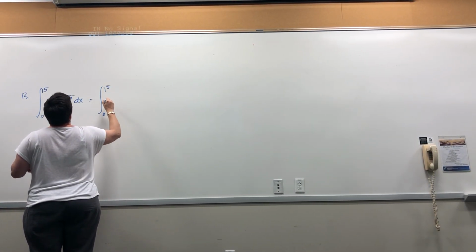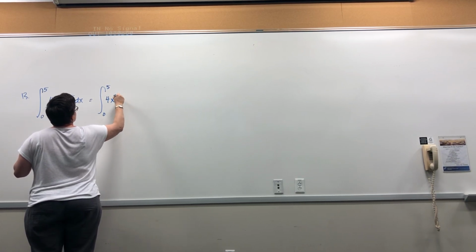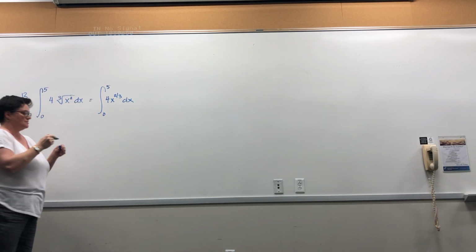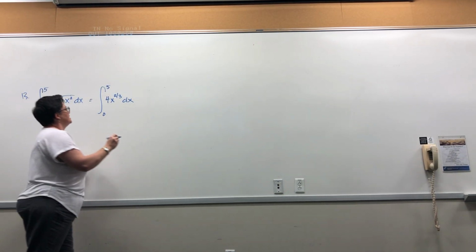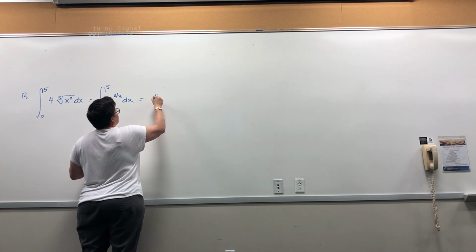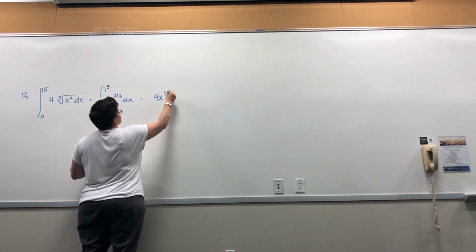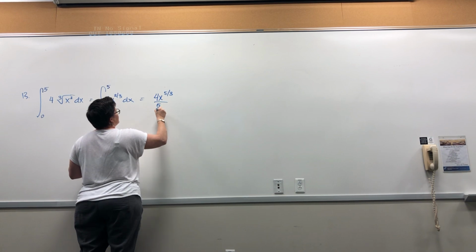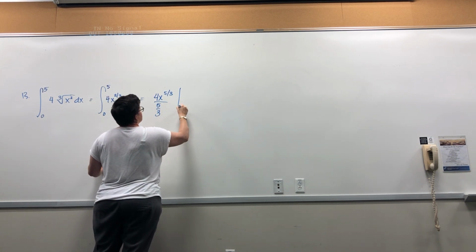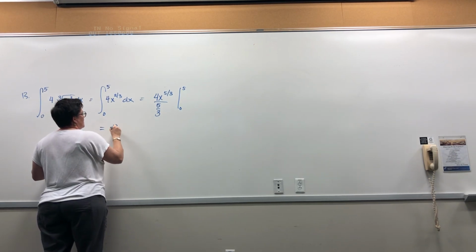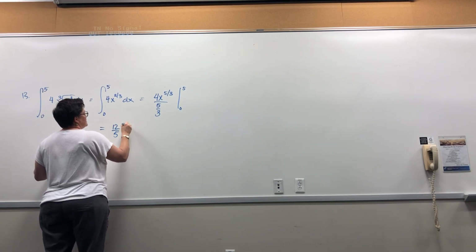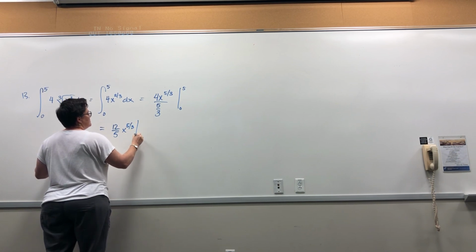2. Why? 1. Which integral is it again? It's 1. It's number 1. Okay, so what's my integral? 4x to the 5/3 over 5/3 from 0 to 5, which is what, 12 over 5? X to the 5/3 from 0 to 5?